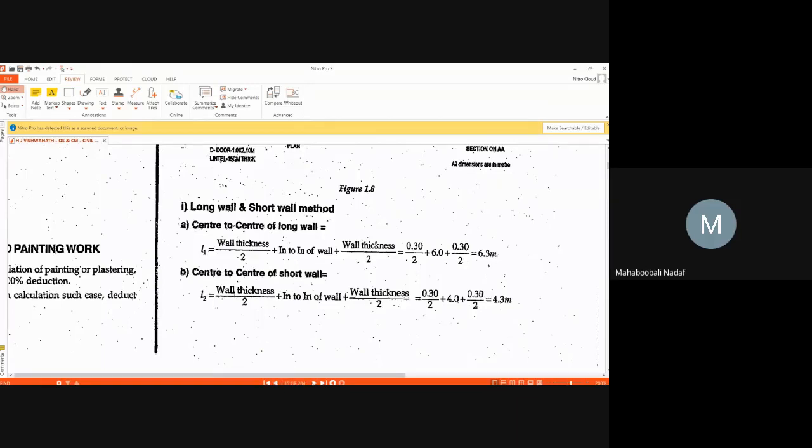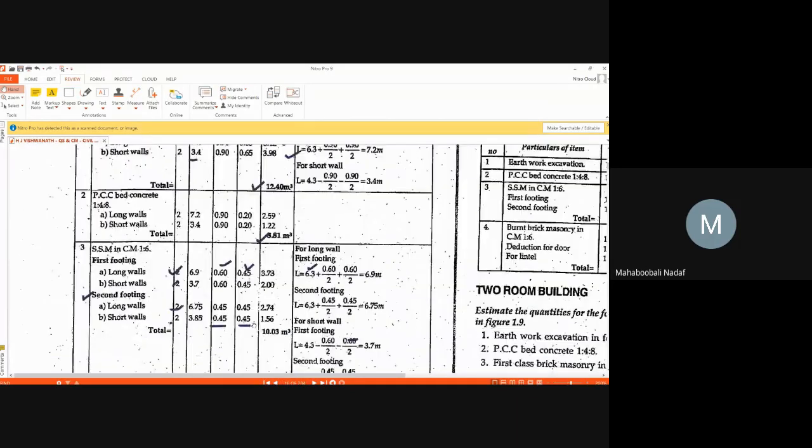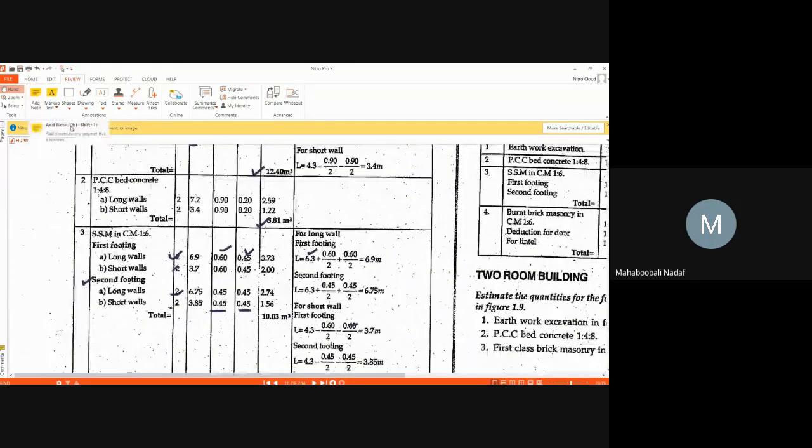Okay, now see here how they have done the correction. Follow the same step as we have done in excavation. First, center to center, that is 6.3. What is the width of that item? Can anyone tell me? What is the width of that item? 0.60, sir. 0.60 is the width of that item.